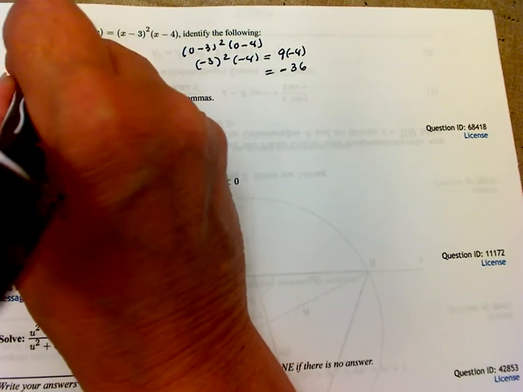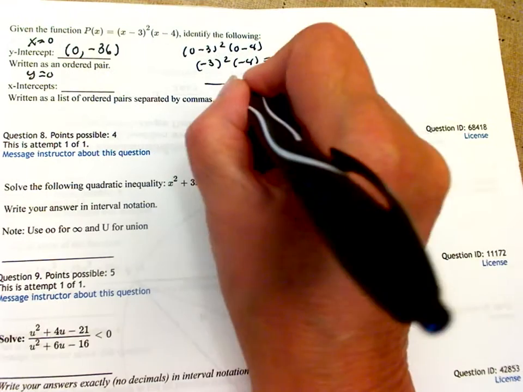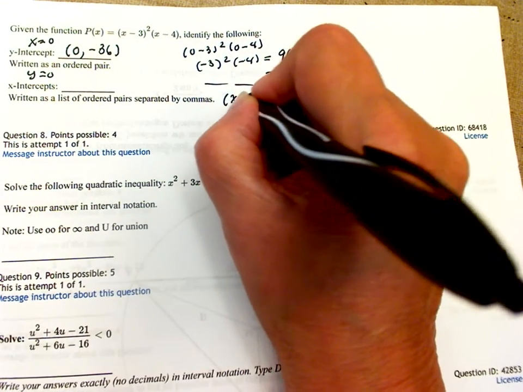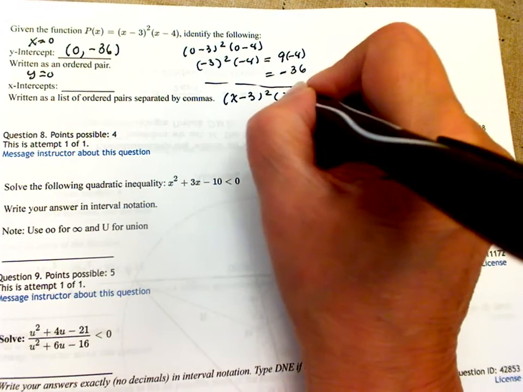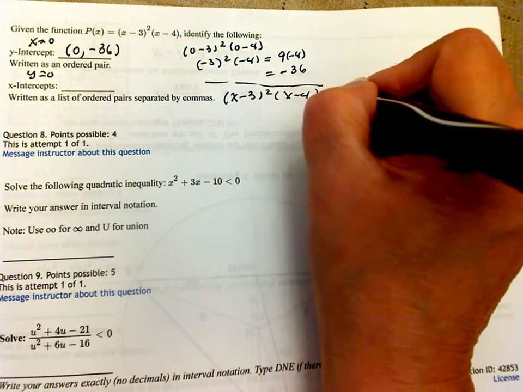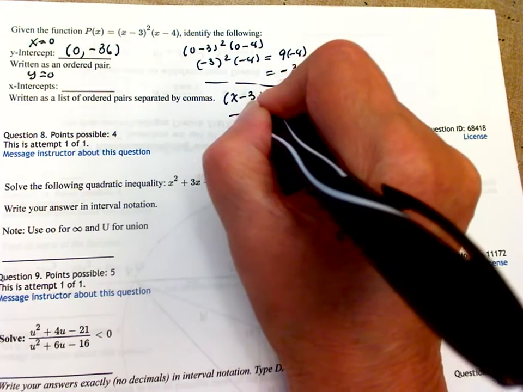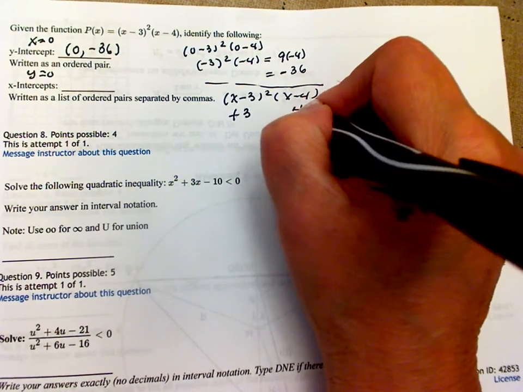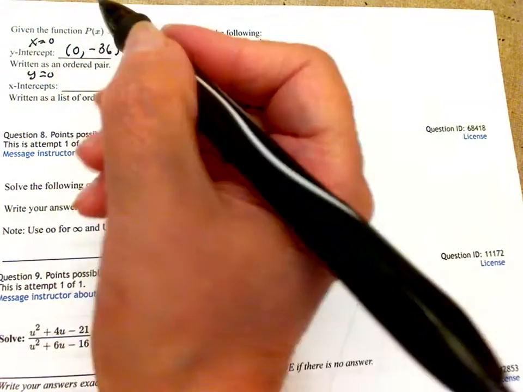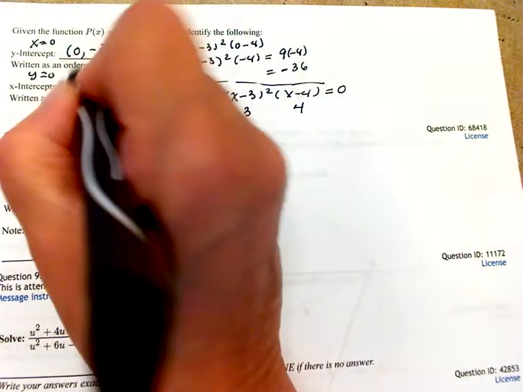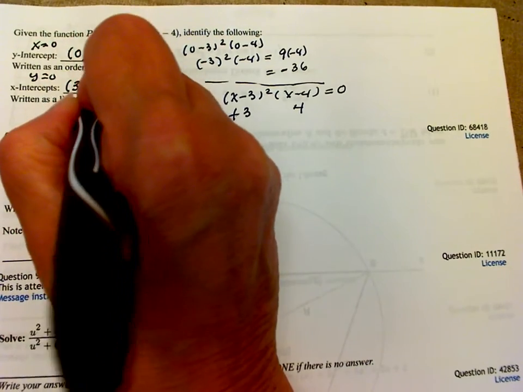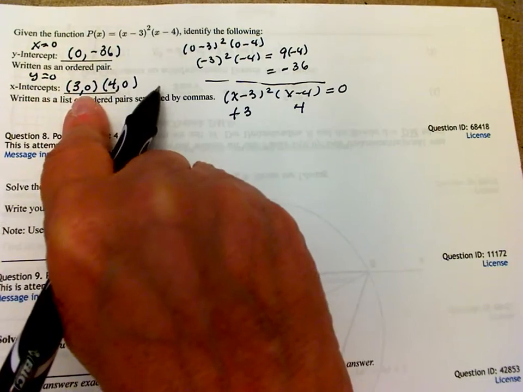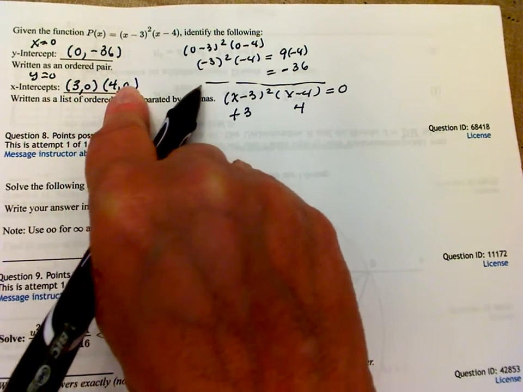X-intercepts, now that's where y is 0. So we're looking at x minus 3 squared times x minus 4 equals 0. This gives me positive 3 and positive 4 with a y value of 0. So it's going to be (3, 0) and (4, 0).